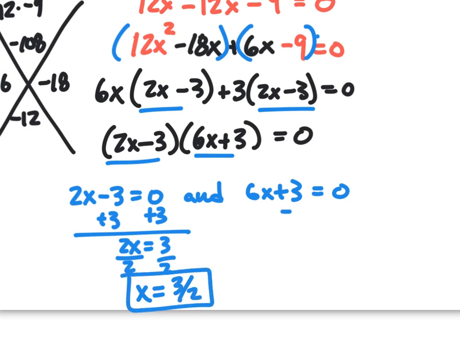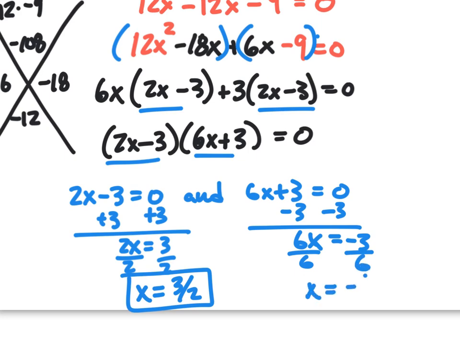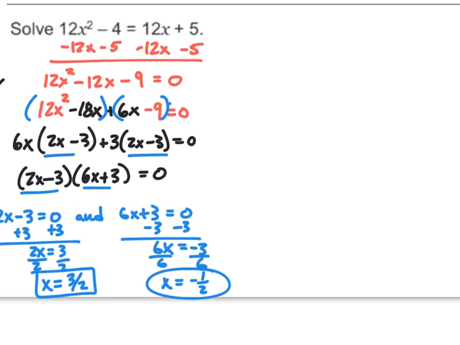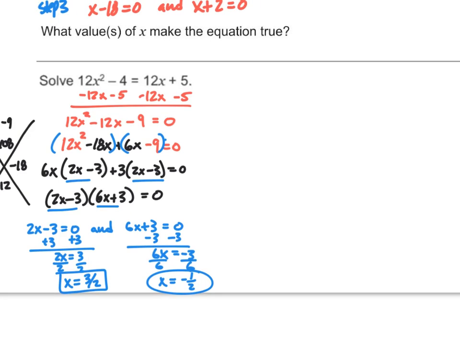And then here I'm going to subtract 3 from both sides, so I get 6x is equal to negative 3, and then I divide by 6 on both sides, and I get that x is equal to negative 1 half. So we've got those as our solutions, and that's all we're doing. But let's check graphically. Let me graph this equation here, 12x squared minus 12x minus 9, and then we'll see what we get.